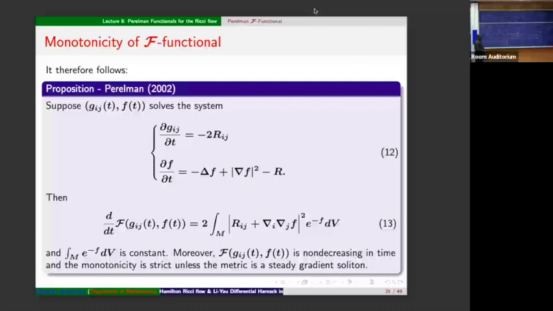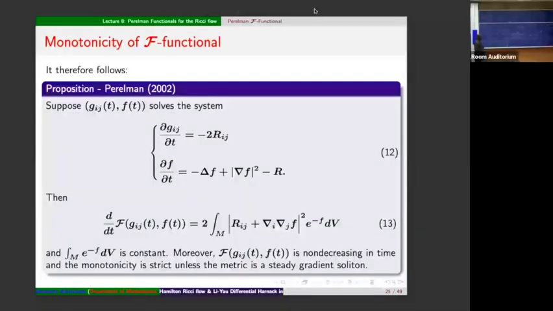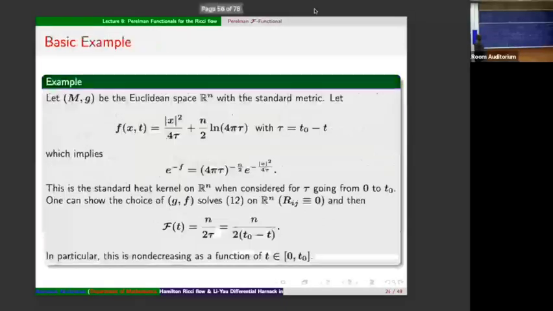Moreover, this is not decreasing in time, and the monotonicity is strict unless the metric is a steady gradient soliton. So this is greater than or equal to 0. That's monotonicity, non-decreasing monotonicity in time, and you have equality only when you are on the steady gradient soliton. We can prove that as well, but we'll leave the proof. So, this remark, I'll move on.